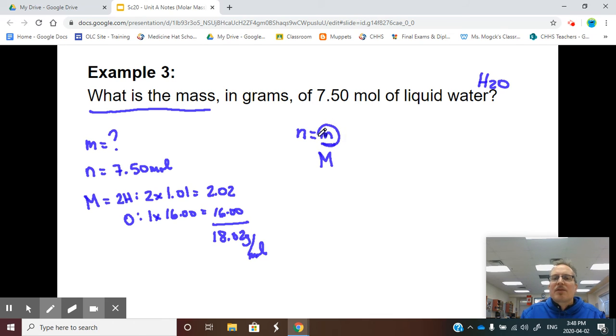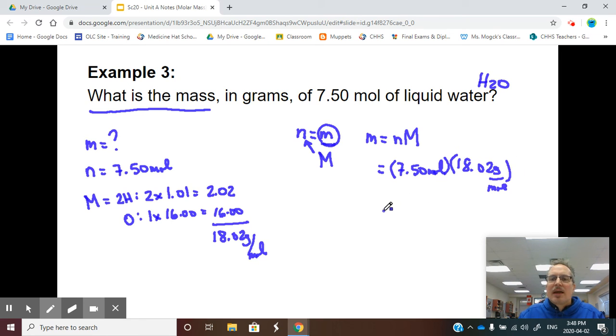If I am solving for mass, I'm going to have to move this up. So mass equals moles times molar mass. You get a mark for the new formula. We're going to take 7.50 moles. We are going to multiply it by 18.02 grams per mole. And my answer is going to be 135 grams. 1 mark formula, 2 marks substitution with units, 3 marks answer, and you found sig digs.